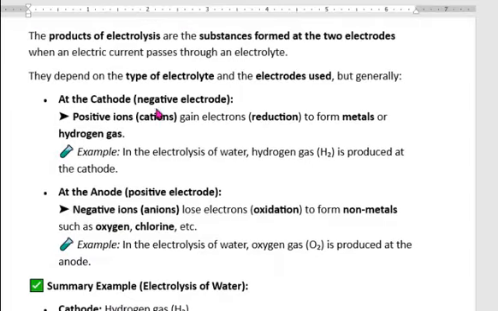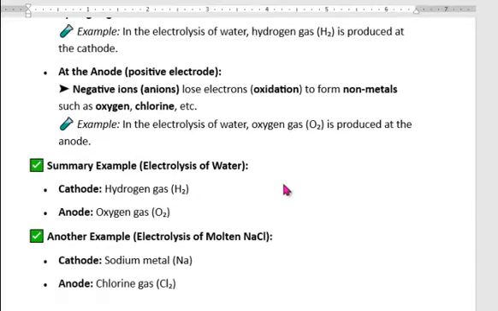at the cathode, negative electrode. That is what we are trying to explain there. An example is what you can see on the screen now. In the electrolysis of water, hydrogen is produced at the cathode, while oxygen is produced at the what? Anode. This is a summary of what we are saying. Cathode, hydrogen gas; anode, oxygen gas. You can see that now.